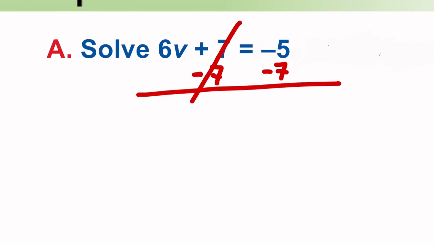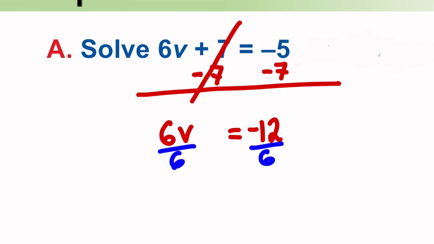And then we're going to bring down the things that we haven't used yet and also add negative 5 and negative 7. So negative 5 minus 7 should equal negative 12, and then bring down the 6v and the equal sign also. The next step is to divide by 6 on both sides.